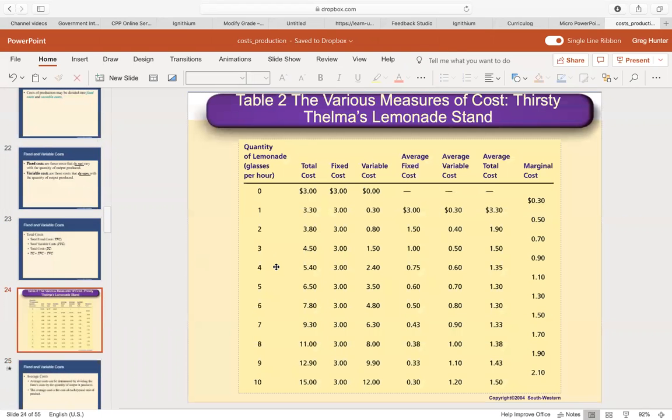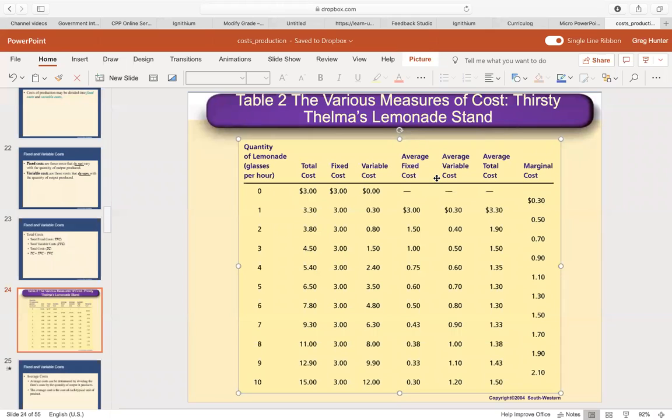So now we can look at another example, and this is based on a lemonade stand. And you can see here's fixed costs in the second column and variable costs in the third column. You add them together and you get the first cost column, which is the total cost. The very first column gives us the level of output. So we can say, okay, 1 glass of lemonade per hour is going to cost $3.30. 2 glasses is going to cost the firm a total of $3.80.